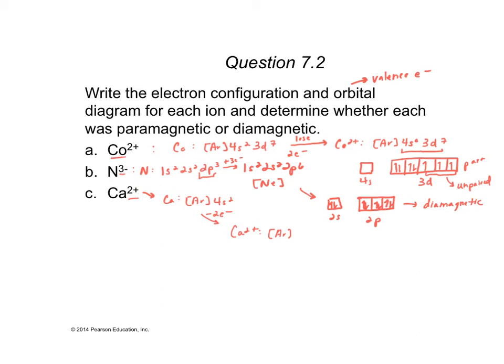And you don't even have to draw this out. Argon, the valence electrons are 3s2, 3p6. Everything is going to be filled. So this would also be diamagnetic.